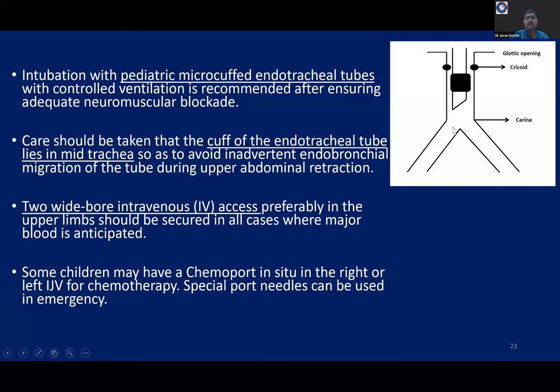Again, two wide bore IV accesses are preferred in the upper limbs, and they should be secured where you are anticipating major blood loss. Some children may have a chemoport already in situ when they are given chemotherapy. For these children, you need a specialized port needle, which is an angulated needle, which can be inserted before proceeding with the surgical plan in case access is going to be an issue.